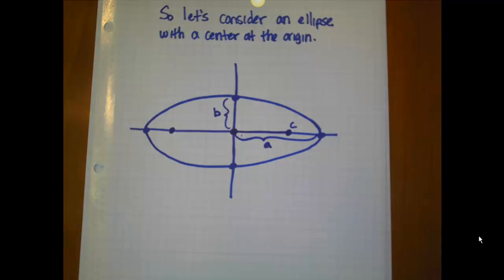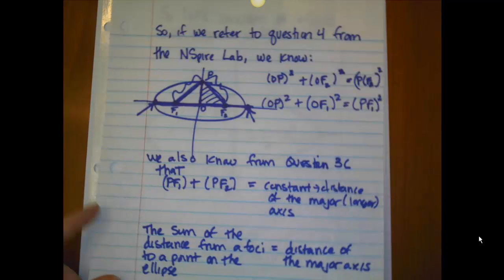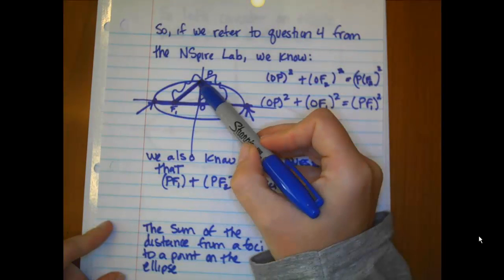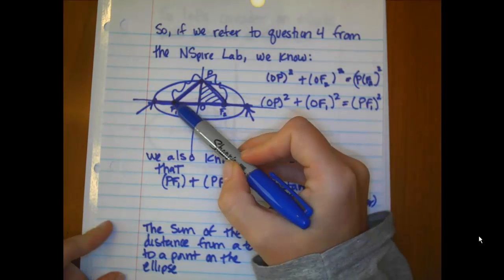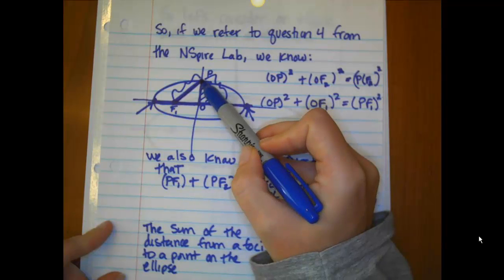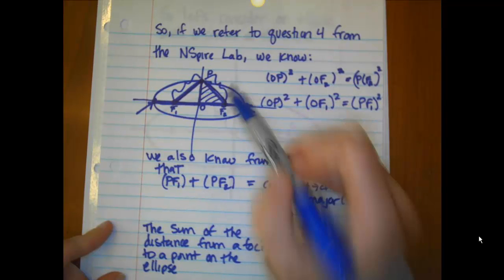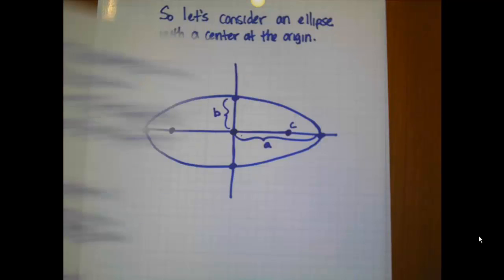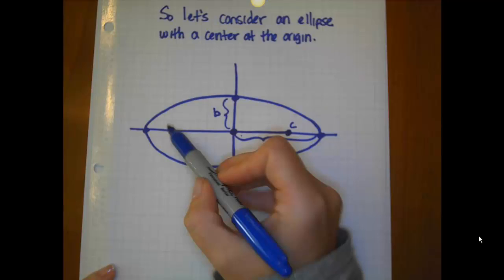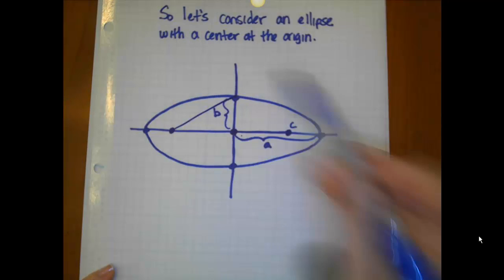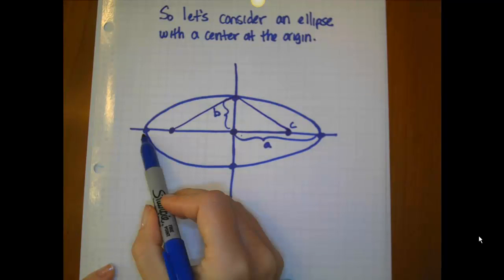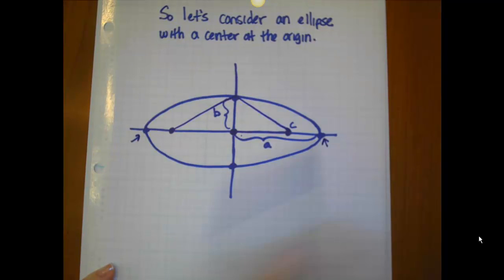So let's go back. What we knew from question 3C is that if I take the sum of the distances from a point on the ellipse to the foci, it is equal to the distance of the major axis. So if I take the distance from a foci to a point and take this distance, it's going to equal the major axis.